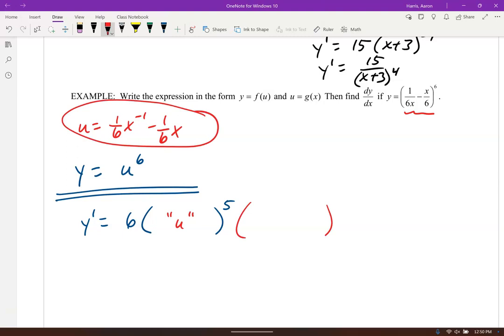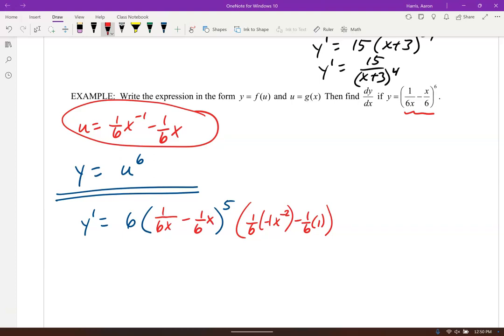Derivative of u. So the 1/6 stays there, and I go negative 1 x to the negative 2 minus 1/6 times derivative of x is 1, right? And then make sure you replace u with what it is. So let's put it in. 6 times 6x to the negative 1 minus 1/6x.